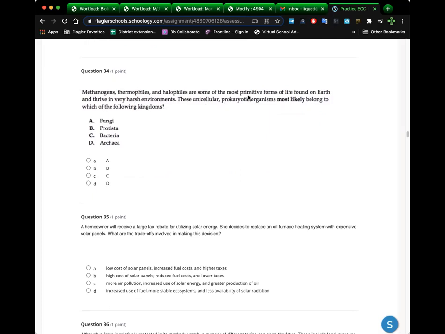All right. Which kingdom are methanogens, thermophiles, and halophiles considered? Again, terms you might not have heard of. It really doesn't matter, but you should know harsh or extreme environment means archaea. So archaea live anywhere. And the reason they can do that is because of their unique cell wall.